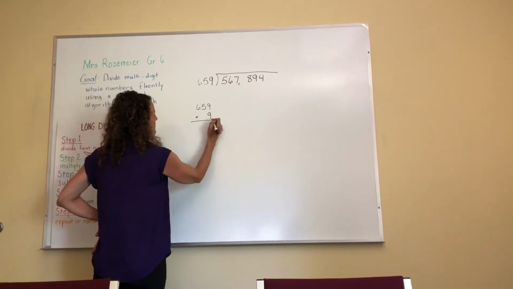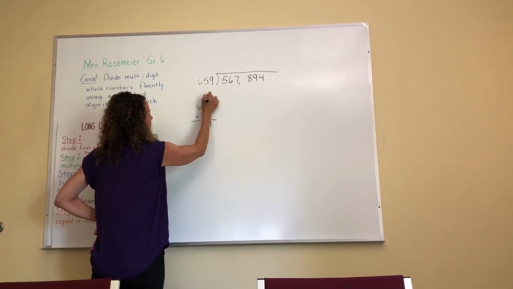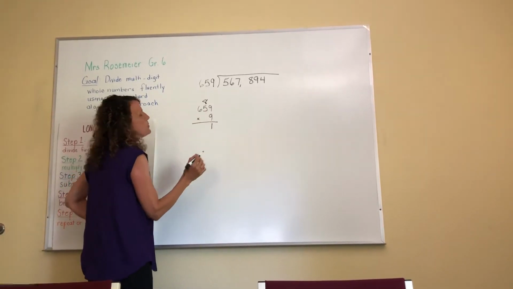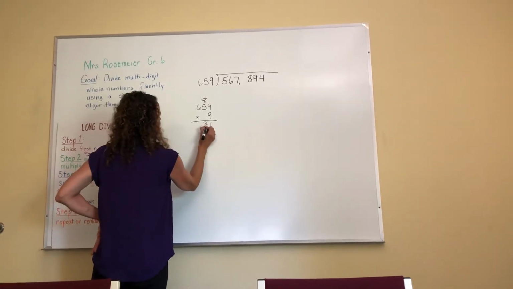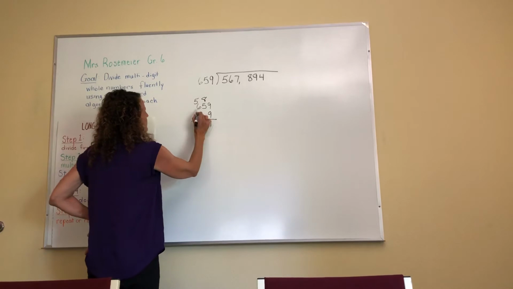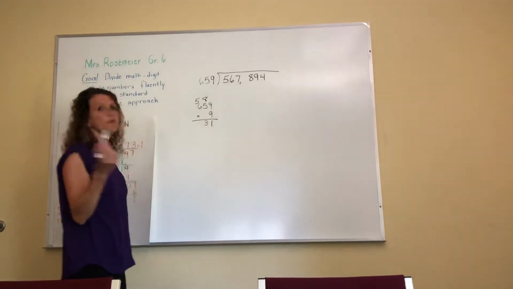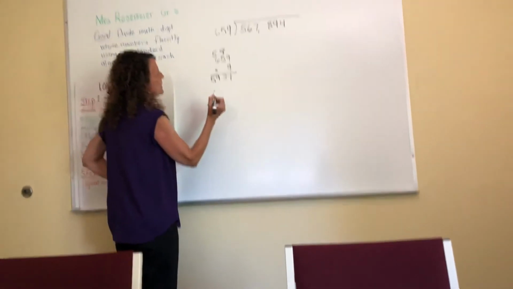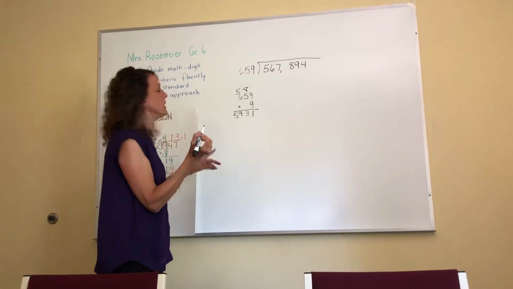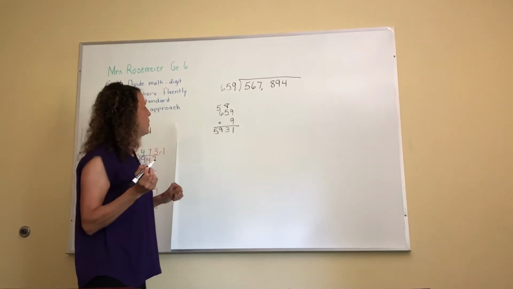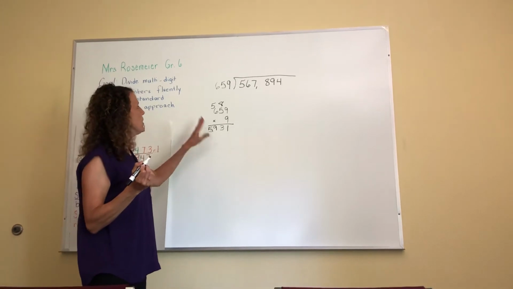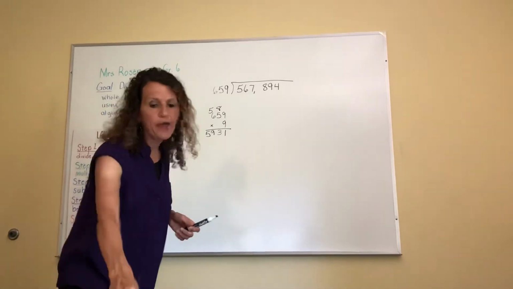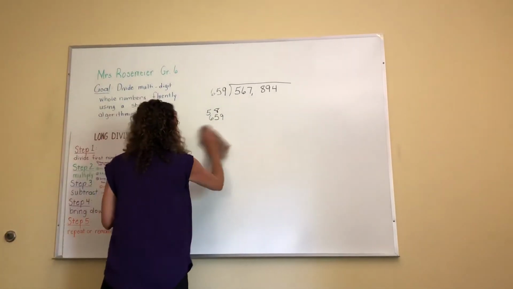So 9 times 9 is 81. All right? And then 9 times 5 is 45 plus 8 would be 53. 9 times 6 is 54 plus 5 is 59. All right? So that's 5,931. That is too big. So I need to go backwards and try multiplying it by 8.